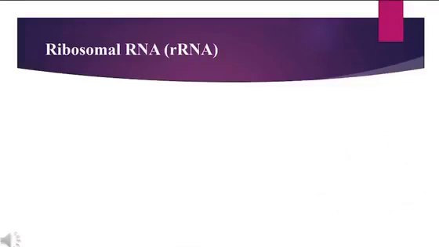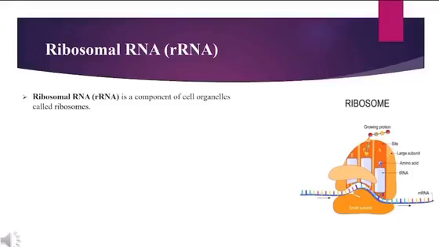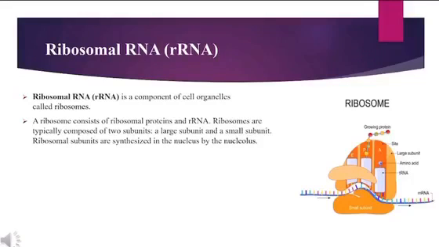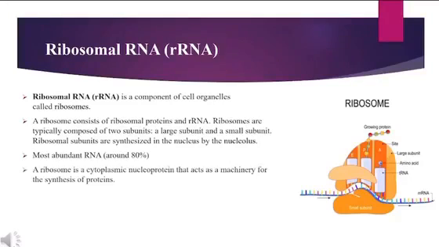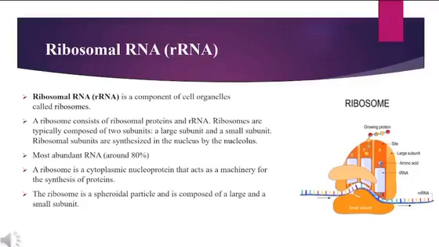Ribosomal RNA is a component of cell organelles called ribosomes. A ribosome consists of ribosomal proteins and ribosomal RNA. Ribosomes are typically composed of 2 subunits, a large subunit and a small subunit. Ribosomal subunits are synthesized in the nucleus by the nucleolus. It is the most abundant RNA, around 80%. A ribosome is generally a cytoplasmic nucleoprotein that acts as machinery for the synthesis of proteins. The ribosome is a spheroidal particle and is composed of a large and a small subunit.